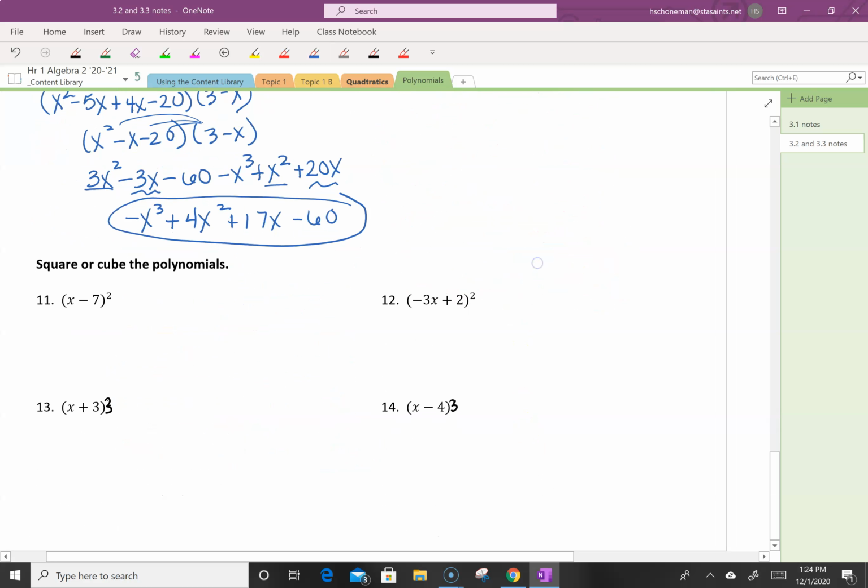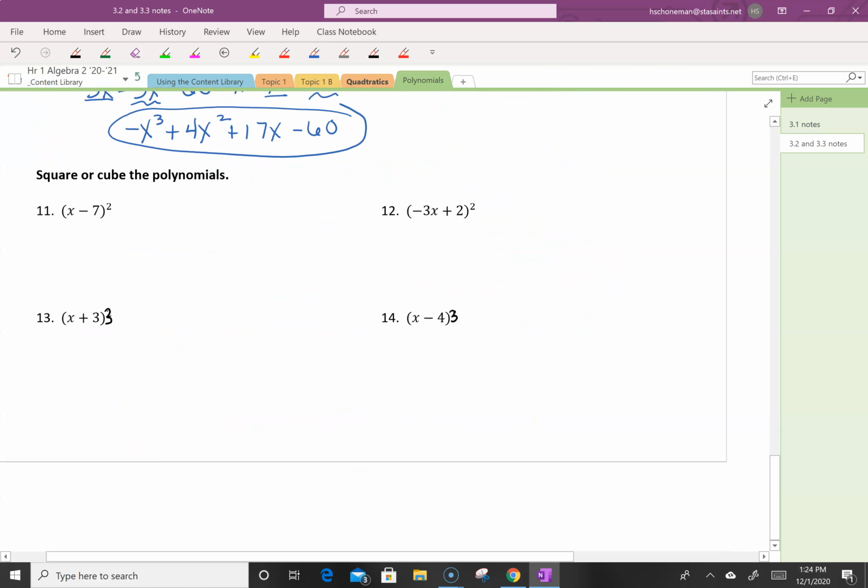Okay, the last one that we need to do is either to square or cube the polynomial. Notice on 13 and 14 I had a typo. I didn't mean to put square, I meant cube. So just keep that in mind.